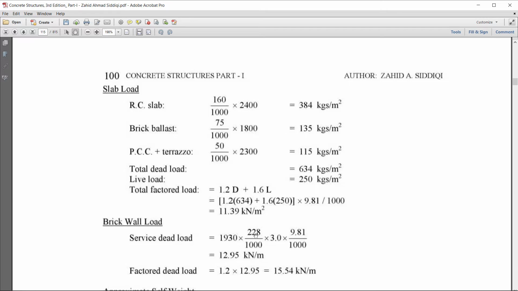So brick wall width is 228 millimeter divided by 1000 to convert into meter, multiply with the height of the beam, that is 3 meter. That is the cross section of the wall. Then multiply with the density of the wall. The answer will be kg per meter square. Then multiply with 9.81 divided by 1000 to convert into kilonewton per meter. So service dead load from the brick wall is 12.95 kilonewton per meter. Then multiply this load with 1.2 to convert into factored load. The answer is 15.54 kilonewton per meter.